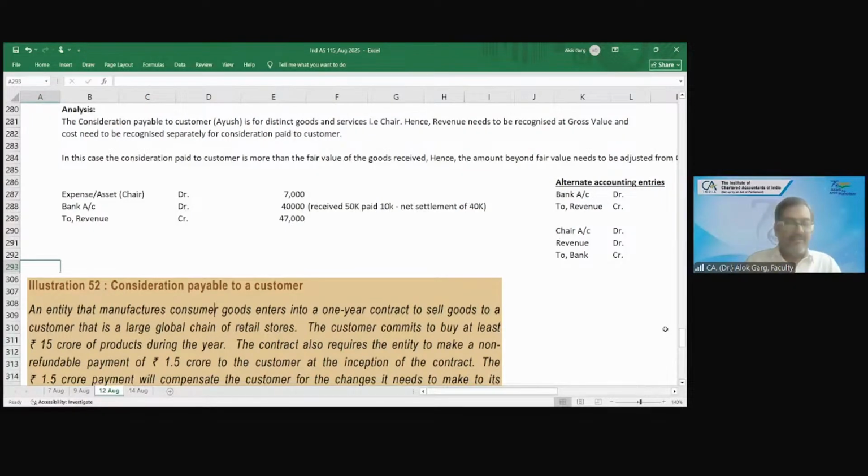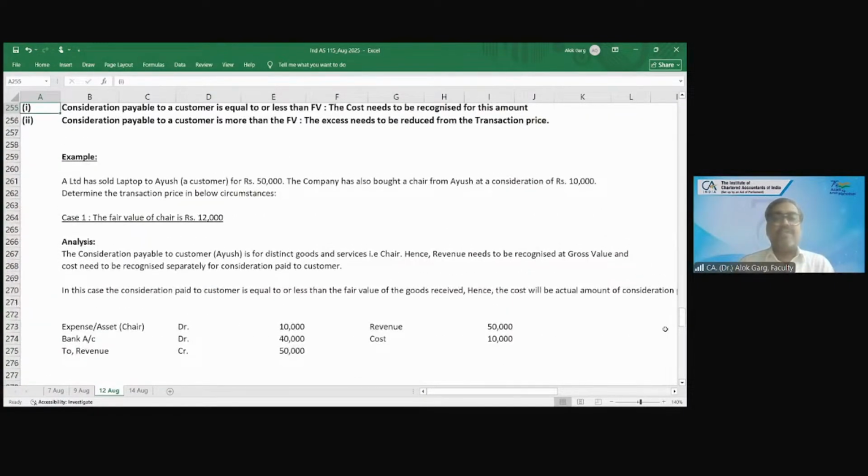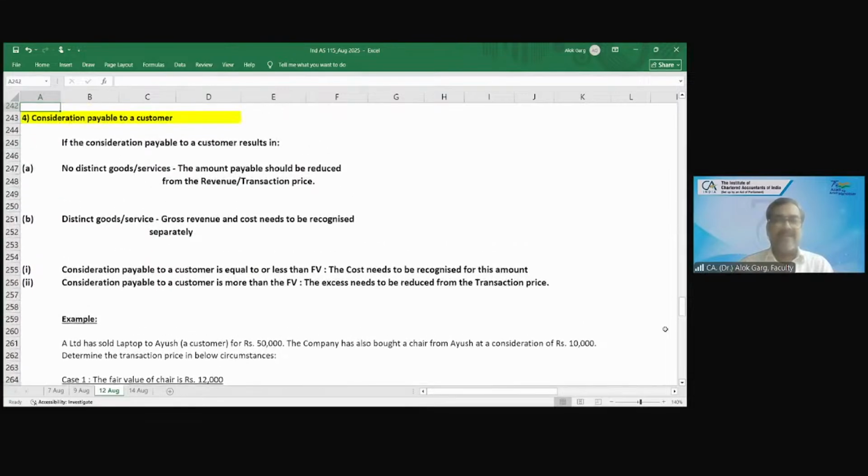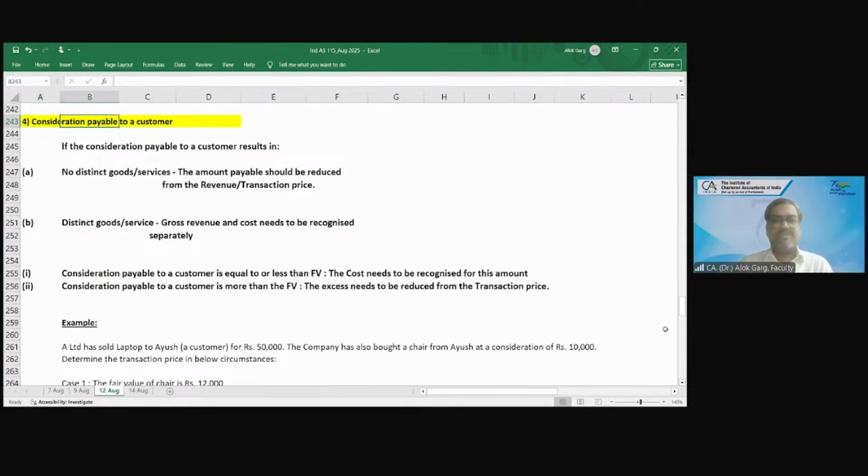So net net मैं उसको क्या बोलता? Net net probably I would say that please pay me 47,000 rupees only and please take 7,000 rupees for your chair. Instead of doing that, what I have done is I have collected 50,000 and I have paid 10,000, right? And let me tell you, these kind of detailed concepts were not there in Accounting Standard 9. Have you seen this kind of concept in Accounting Standard 9? No.